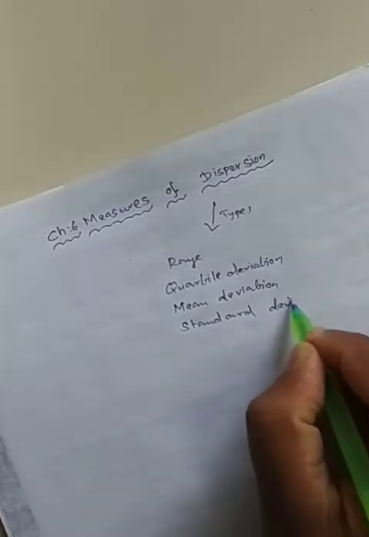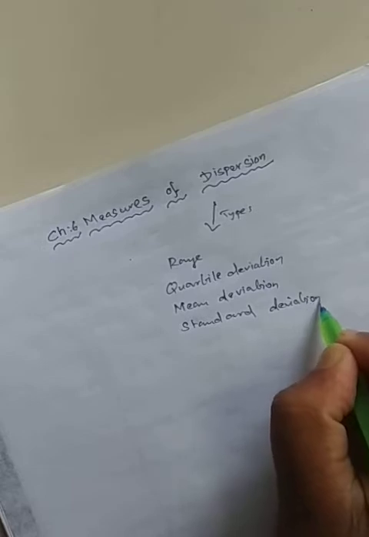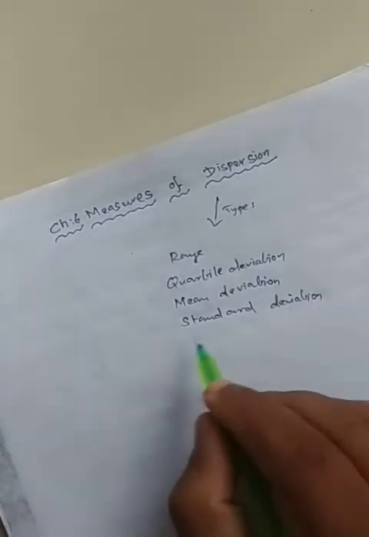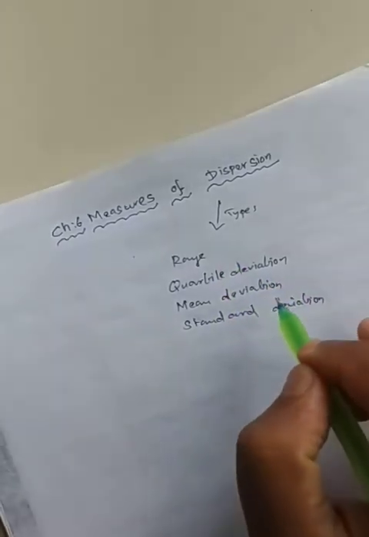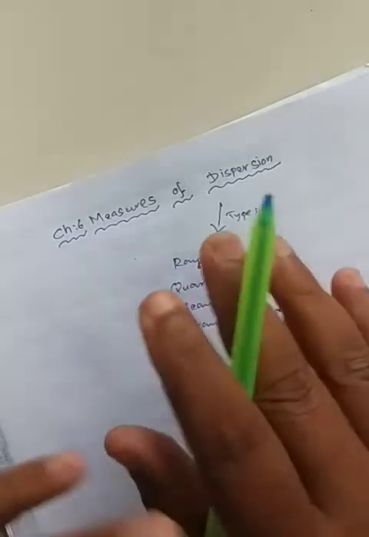These are the things we are having. Relative measures are something we'll see. So these are the range, quartile deviation, mean deviation and standard deviation. Dispersion means how it's scattered.